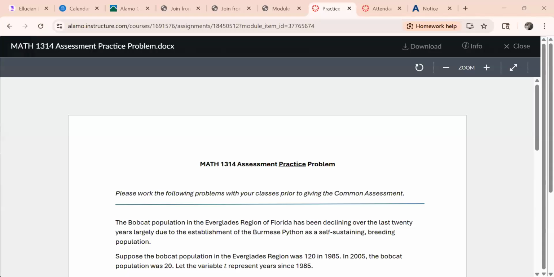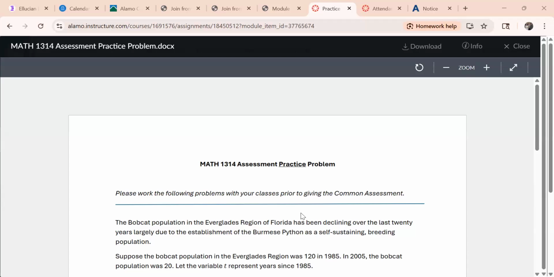Okay, so this is just a run through of the assessment practice problem. The common assessment is something we give to all the 13, 14 classes. Other classes also have common assessments. So every class that's a 13, 14 class is supposed to take this assessment at some point.